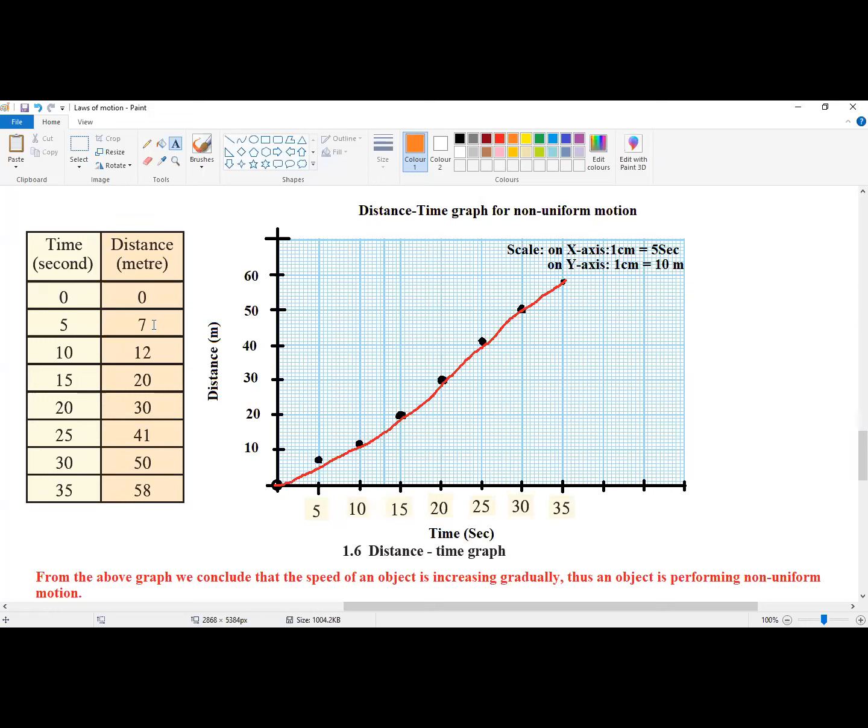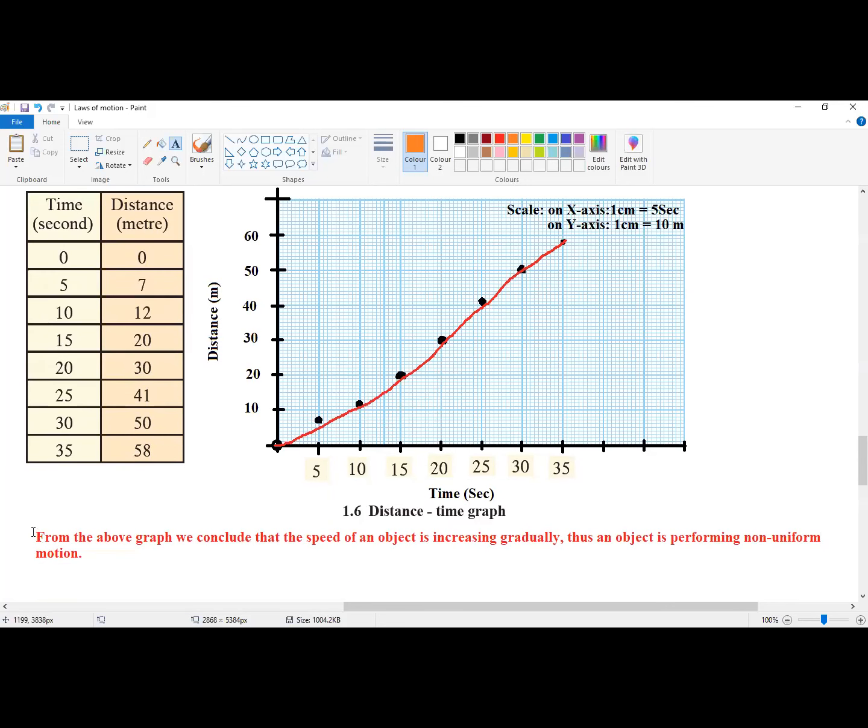Following how to plot a distance time graph for non-uniform motion? Yes, sir. You can plot it in your notebook, or you can plot it in the textbook itself, but you have to write this conclusion. From the above graph, we concluded that the speed of an object is increasing gradually, and thus the object is performing non-uniform motion.